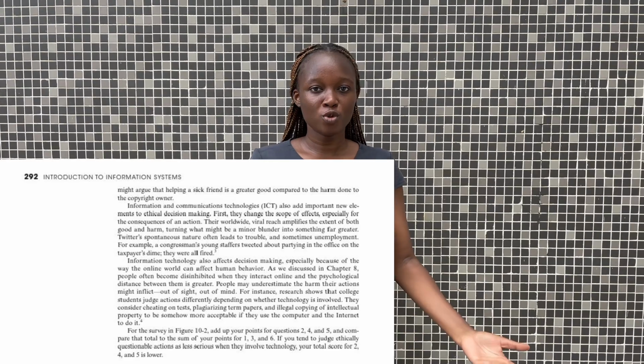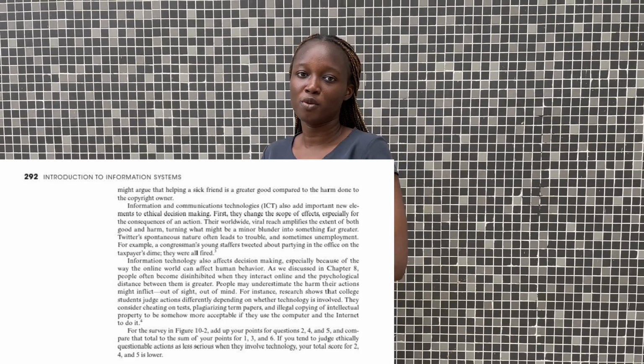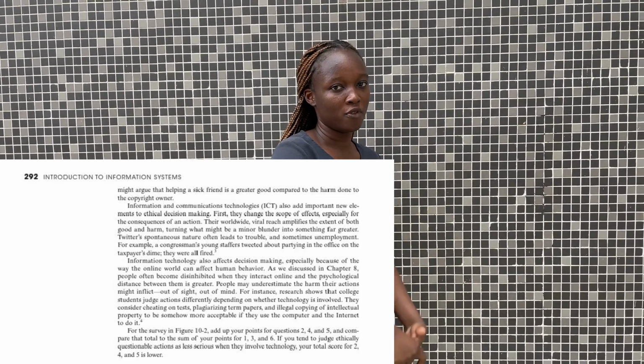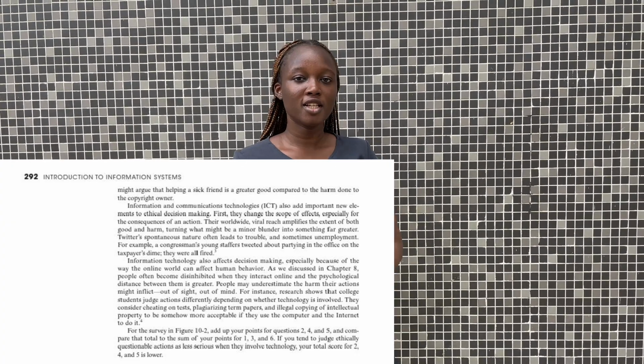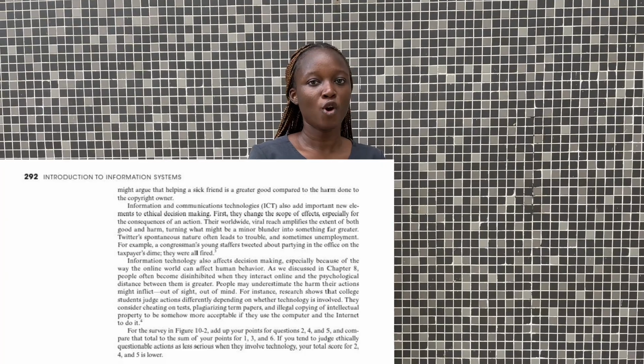So what are the rules of ethics in decision making? Number one, it changes the scope of effect. That is, it can amplify the consequence of an action. There was an instance of a congressman's staff who posted a video of him and other staff people eating and drinking in the office, claiming it was done on taxpayers' money. He got fired from work because posting on the internet increased the magnitude of the consequence from something of a smaller value to something of a bigger value. And secondly, it also helps in decision making. People think they can do whatever they like whenever they are in the online space.